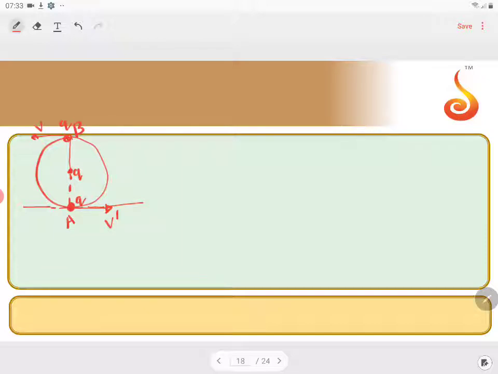Between the lowest point and the highest point, you can apply the law of conservation of energy. Total energy at point A is equal to total energy at point B. When you consider the lowest point as the zero GPE line, the electrostatic potential energy will not change, because the separation between these two charges remains the same. Only gravitational potential energy and kinetic energy will change.